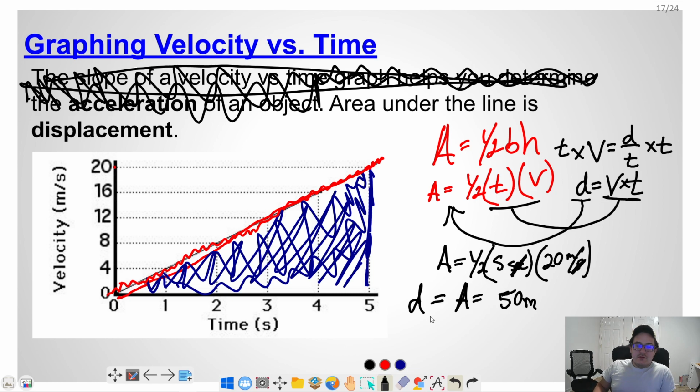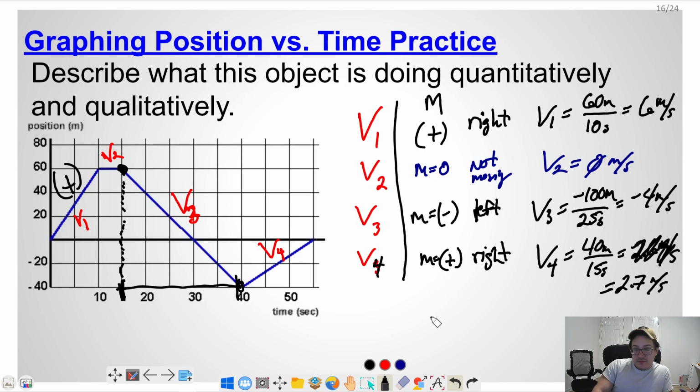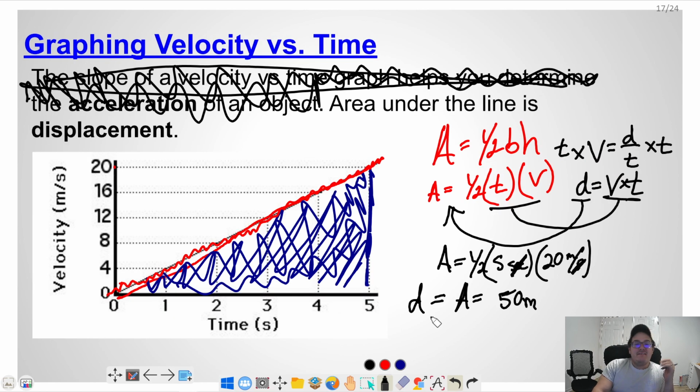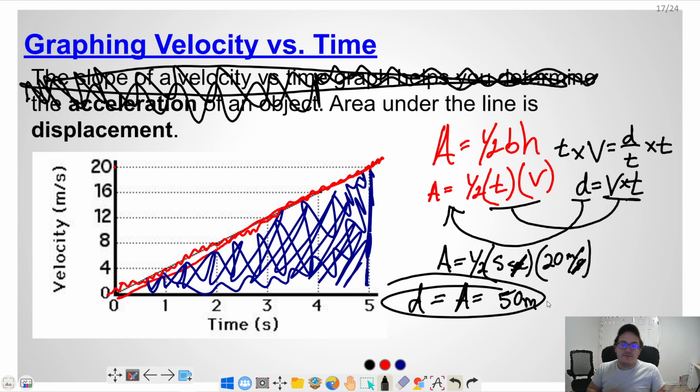Okay. So in a displacement versus time graph, the slope tells us velocity. In a velocity versus time graph, the area under the line tells us displacement, or how far you went. So overall, this object went 50 meters to the right. Yeah, that should be the right video.